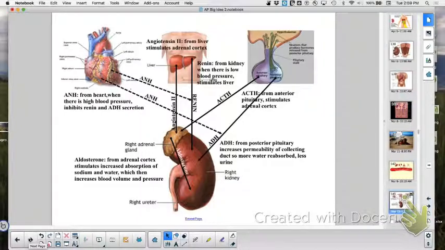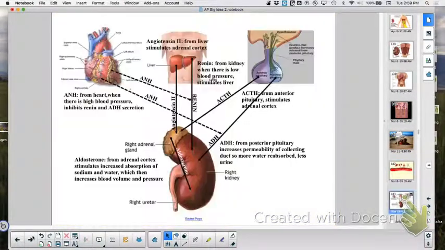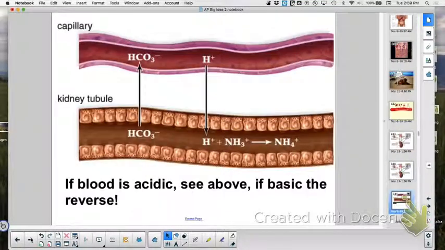Okay, so renin, when there's low blood pressure, ultimately what we just saw here, you will have this whole process take place. If you need the opposite of that, ANH from your heart will counteract renin, and it also counteracts ADH that we talked about earlier, if your blood pressure is too high. You remember all that, yes?